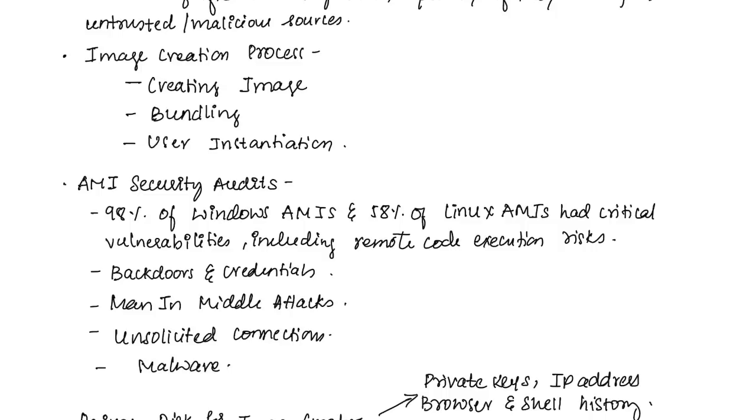Then we have the malware. So it includes trojans, which were discovered in some Windows AMIs. So these trojans could facilitate key logging, data theft, process monitoring, compromising the privacy and security of the users.